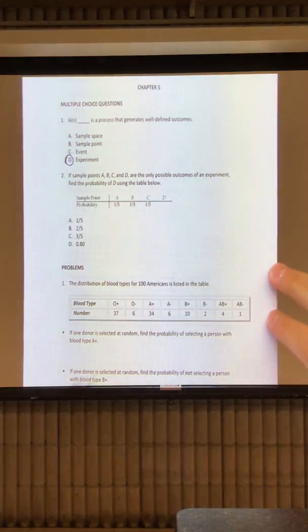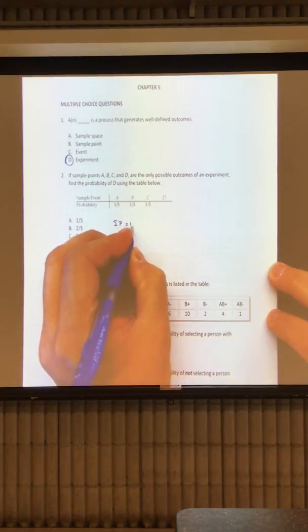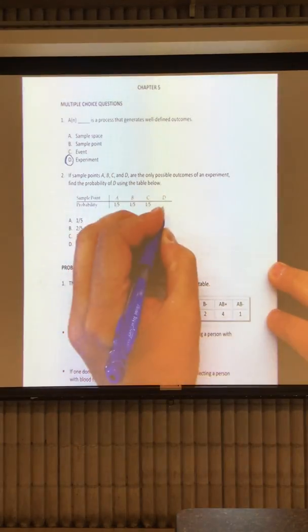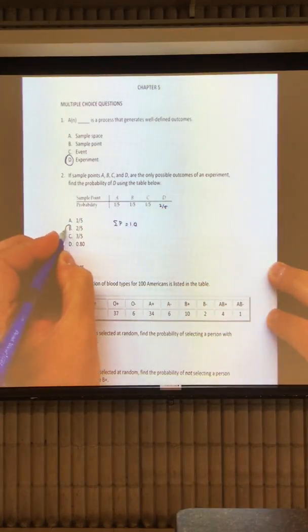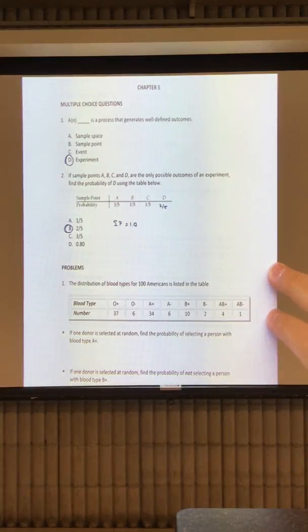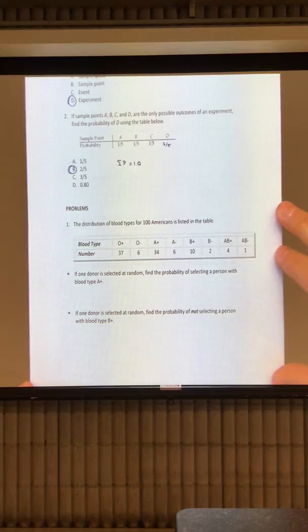For number 2, we know that the summation of the probabilities has to be equal to 1. So the missing probability will be 2 over 5. So the correct answer is B. Let's move on with problem number 1.